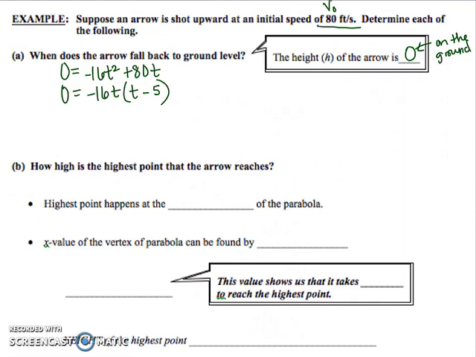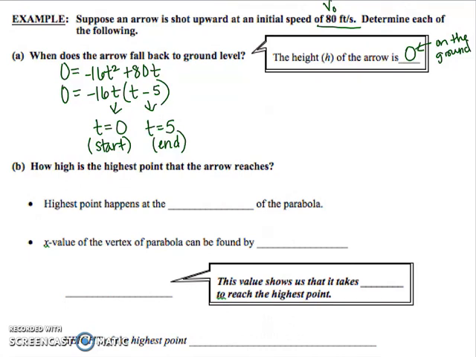So this is going to give me two answers. According to the zero product property, this monomial tells me that t equals 0, and this one tells me that t equals 5. Why do we have two answers? The question is, when does the arrow fall back to ground level? Remember, the arrow is on the ground 2 times in this parabola: at the start and at the end. So t equals 0 represents the starting time, and t equals 5 represents the arrow at the end of the parabola after it's gone up and come back down.